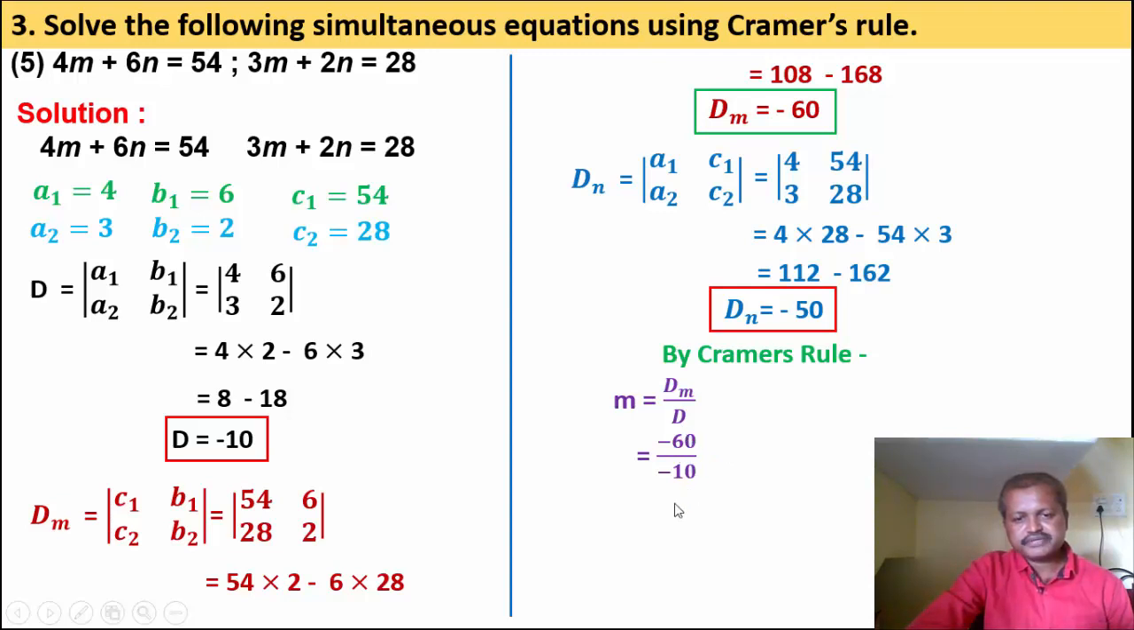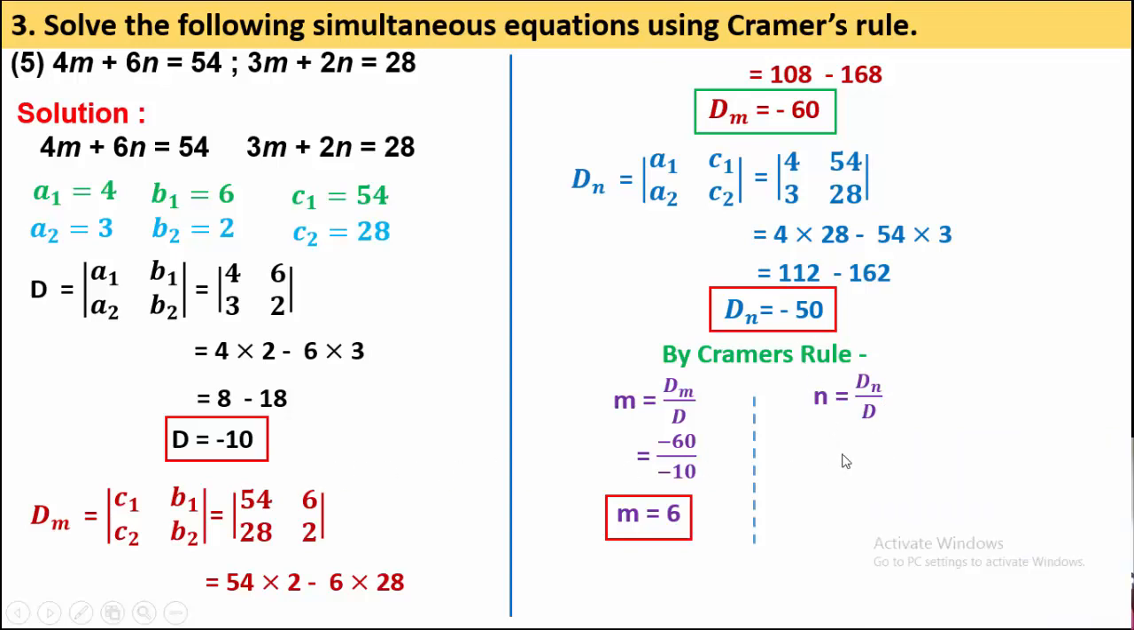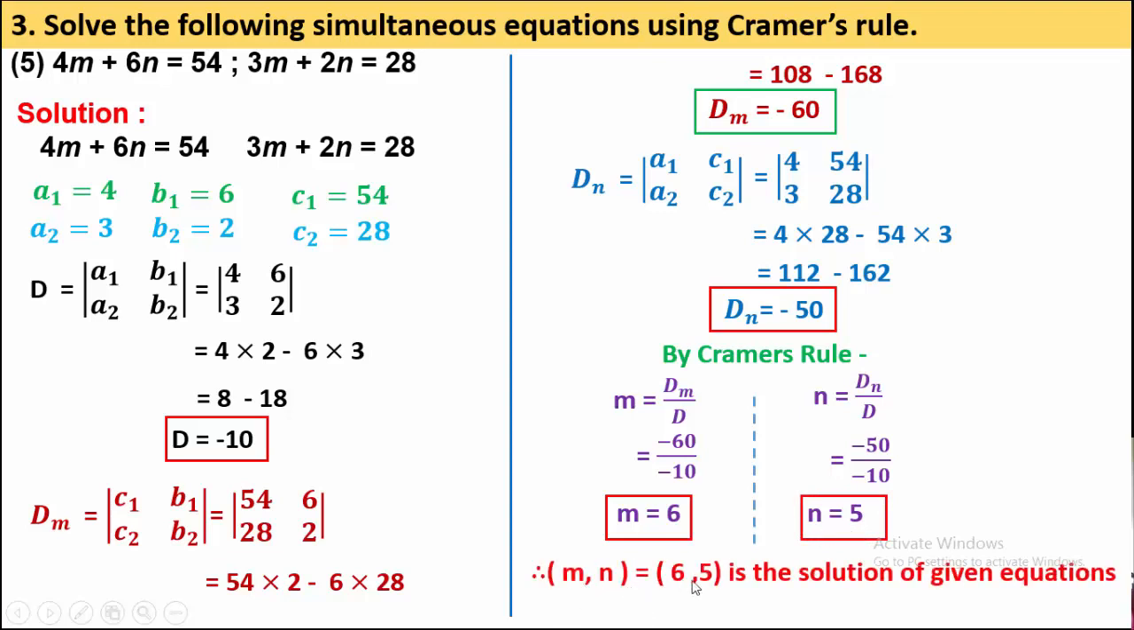So divide by this, you get m is equal to 6. So this is the value for m. Now n is equal to dn upon d. Put in the values: dn is equal to minus 50 and d is equal to minus 10. So right here, minus 50 upon minus 10. It simplifies, and you get n is equal to 5. So this is the value for n. So the solution, m comma n is equal to 6, 5, is the solution of the given equations.